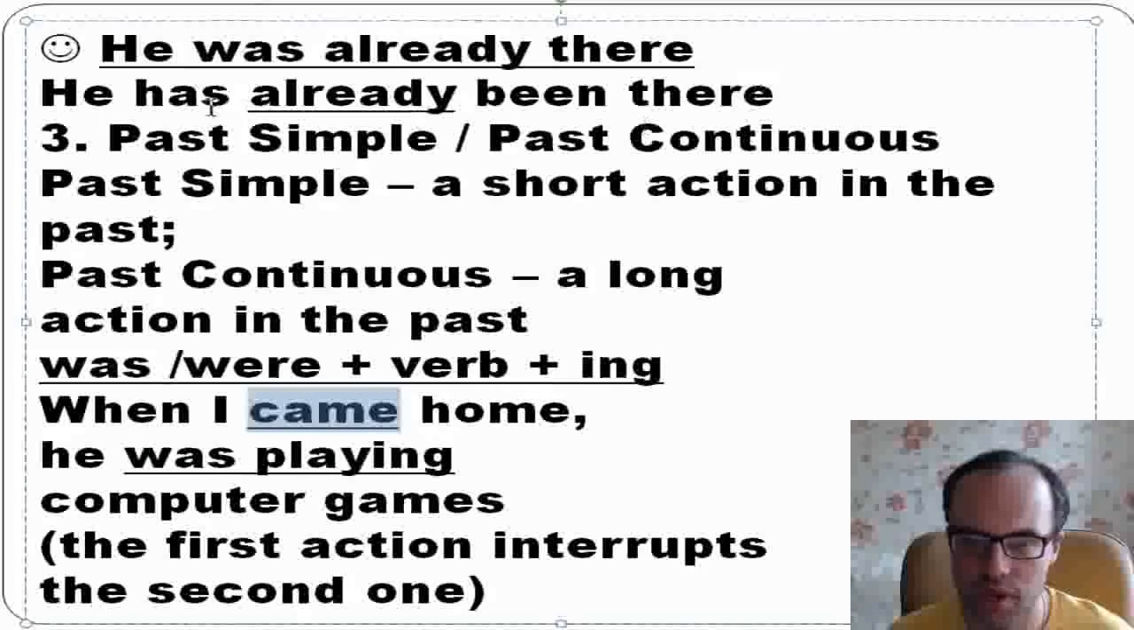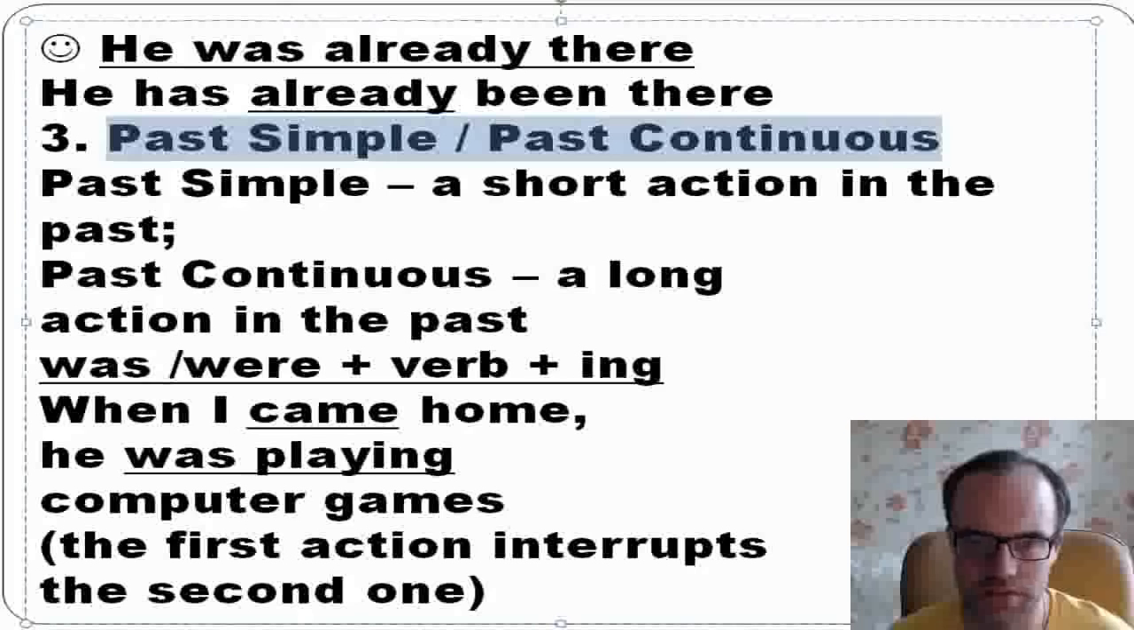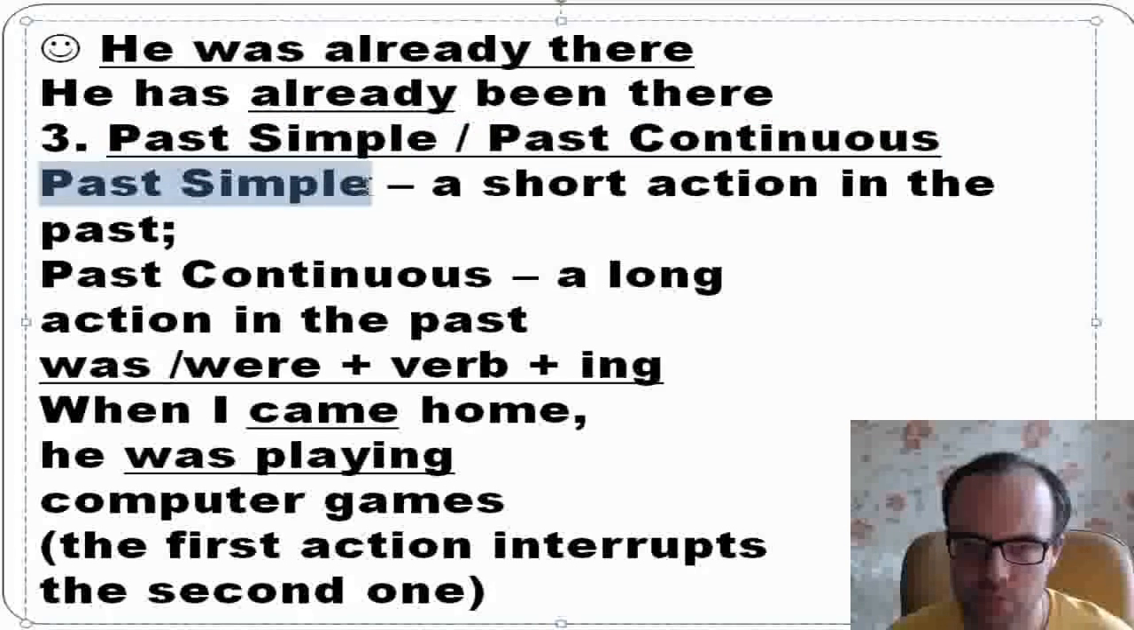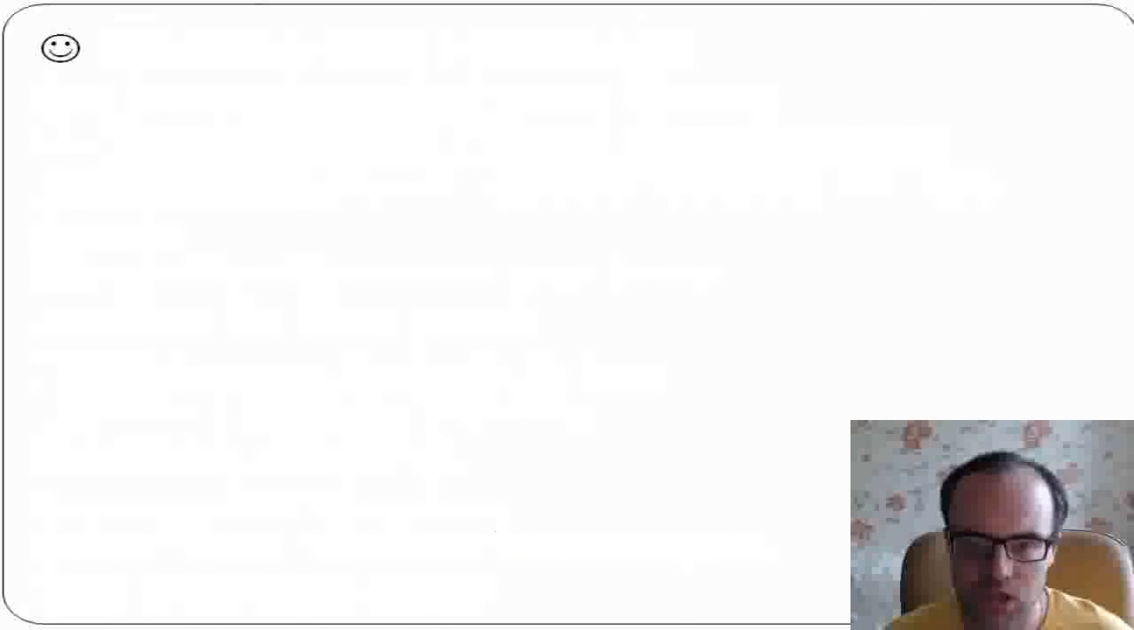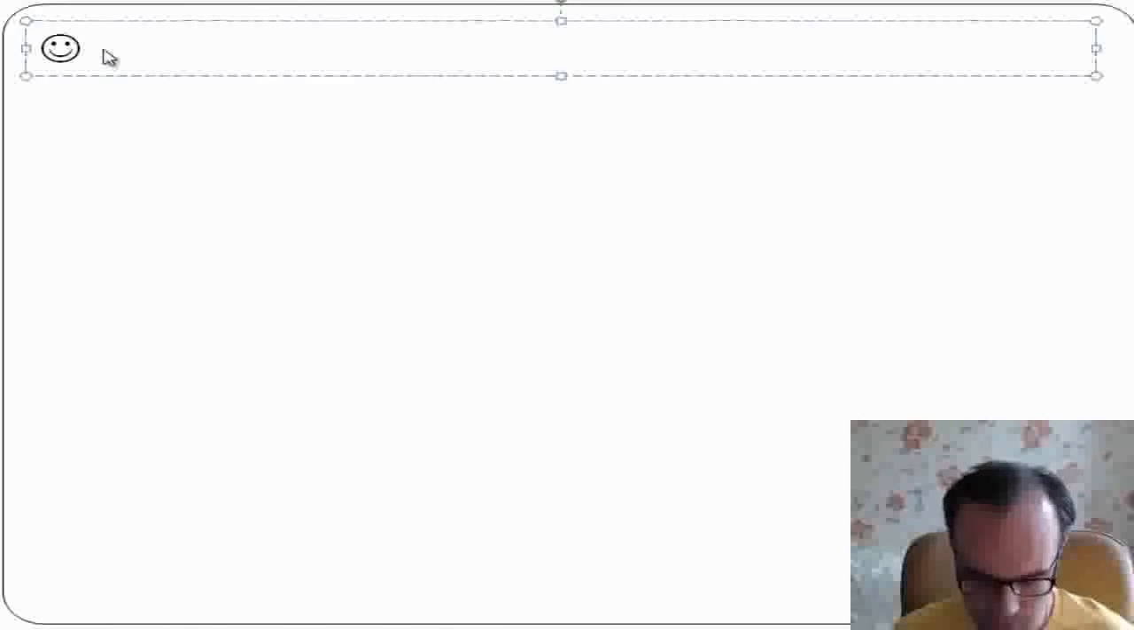Okay, so past simple and past continuous. Past simple is a short action in the past, and past continuous is a long action in the past. We form it this way: was, were, plus verb plus ing. When I came home, he was playing computer games. The first action interrupts the second one. Very good. So what about future simple?